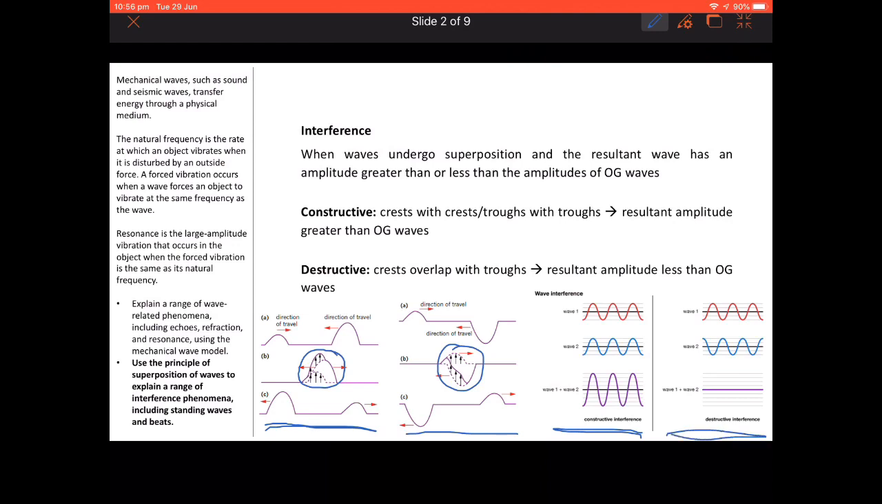Over here, we've got two waves of equal frequency and equal amplitude, but the way that they're aligned is such that the crest of one wave aligns with the trough of another wave and vice versa. So when they interfere, the result is just like a zero displacement or a zero amplitude.